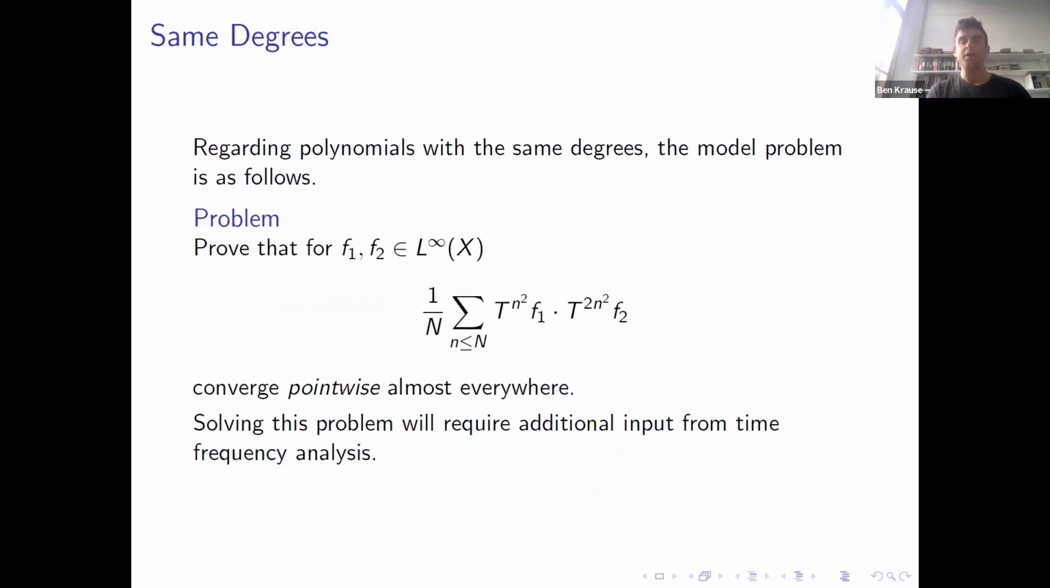Regarding polynomials of the same degrees, the model problem concerns pointwise convergence of T^{n^2}f, T^{2n^2}g. Bourgain handled a similar problem when you replace n squared with n and 2n squared with 2n. Bourgain proved pointwise convergence of these averages. But when you introduce this half-dimensional behavior that comes from the squares, the problem changes dramatically. So understanding this problem will require all the ideas that I did with Terry and Mariusz, plus additional time frequency input.